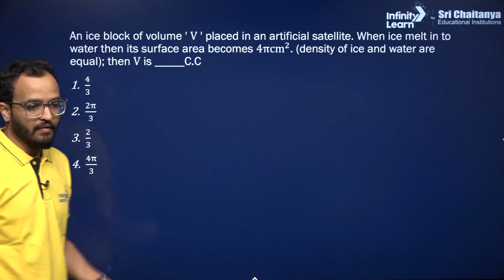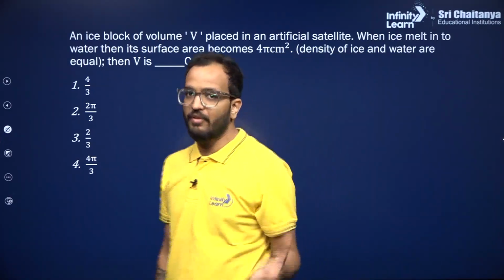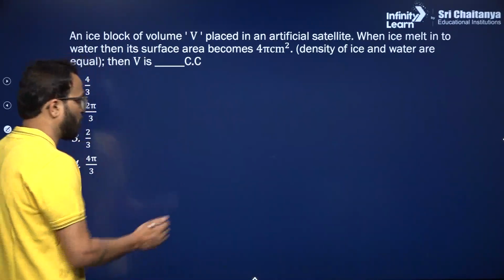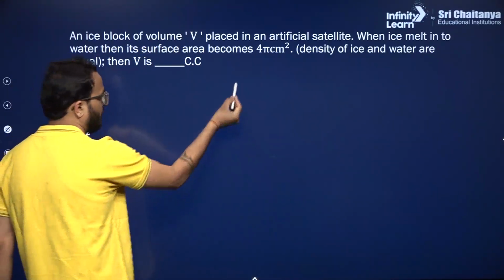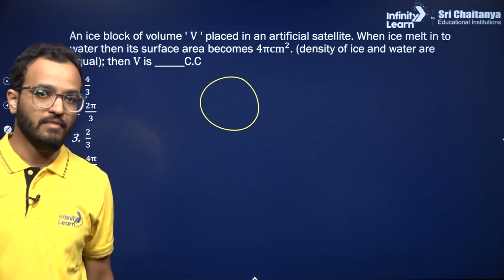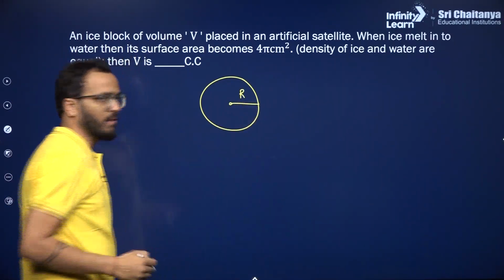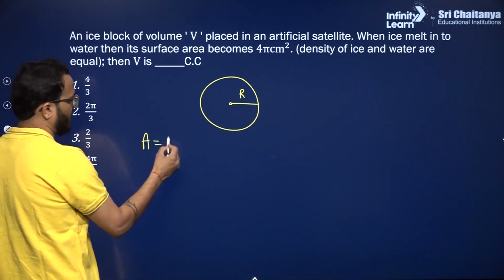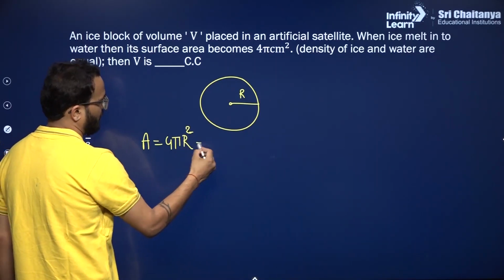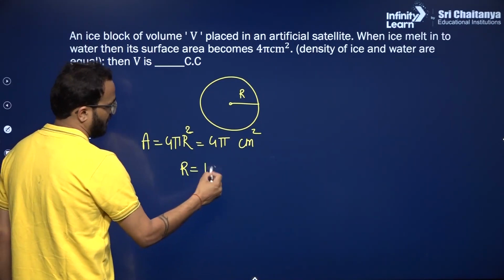Now ice block. See, the thing is, when ice melts into water, and in a satellite there will be weightlessness, that means effective value of the gravity will be 0, and if the effective value of gravity is 0, that means there is no external force on ice or water, I should say. So under the absence of external force, because of the presence of surface tension force, it will take up the spherical shape, and if it takes up the spherical shape, it will have some radius, right? So area will be 4 pi r square, right? Cool. Which will be 4 pi centimeter square given already, that means radius is 1 centimeter.